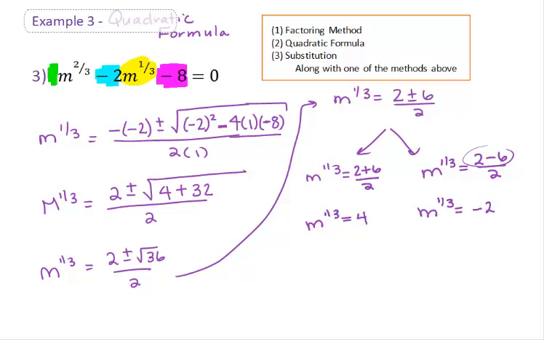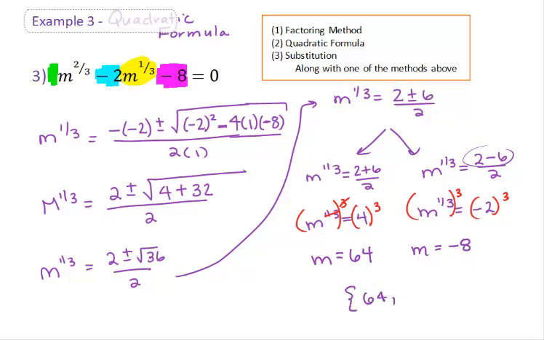So what we need to do here is figure out what will counteract that 1/3 power. And that's going to be taking it to the 3rd power, because 3 times 1/3 cancels out, and that leaves you with m to the 1st power. So I need to take everything to the 3rd power. On the left-hand side, 4 to the 3rd power gives me 64. On my right-hand side, again, I take everything cubed, and that gives me the answer of m is equal to -8. So my solution set is positive 64 and -8 in the braces.